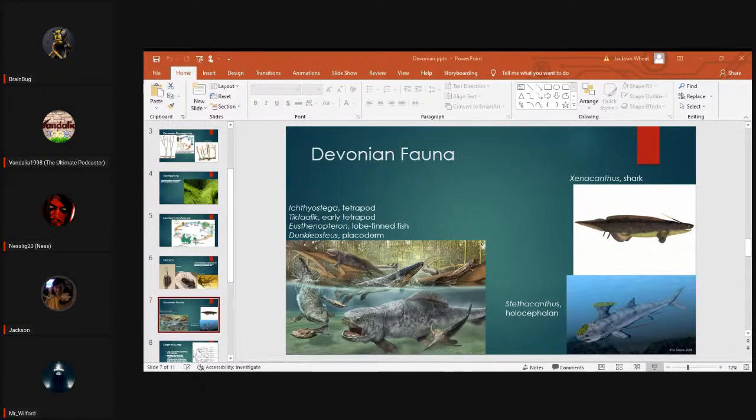Holocephalans are the ratfish or chimeras. Helicoprion is also a member of this group. They're not sharks, but they are related to sharks. Spiral tooth shark, yeah. So what makes them chimeras? I don't know the exact morphological definition of a chimera, but I'm just saying that's what group they fall under. If you look at Wikipedia or whatever, they can tell you.